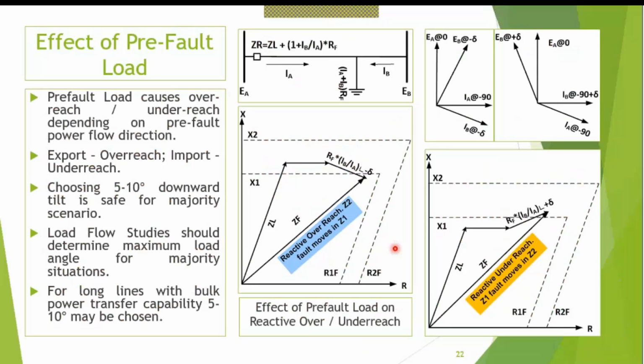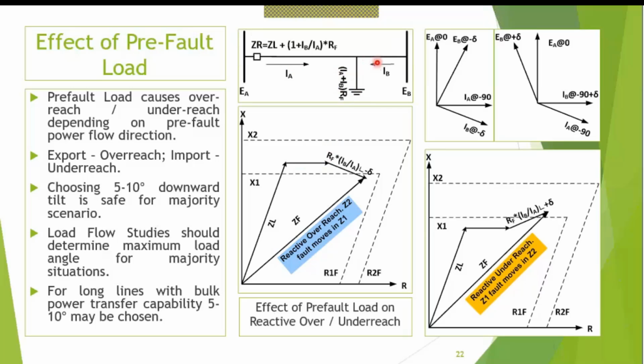Okay. We go to one important thing, the effect of pre-fault loading on distance protection. What happens is, this is a little complicated. We have EA and EB. We understood infeed, that infeed changes the apparent reach of the relay and increases the fault resistance seen by the relay.